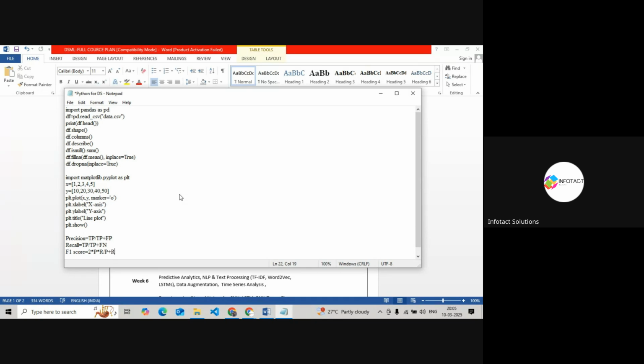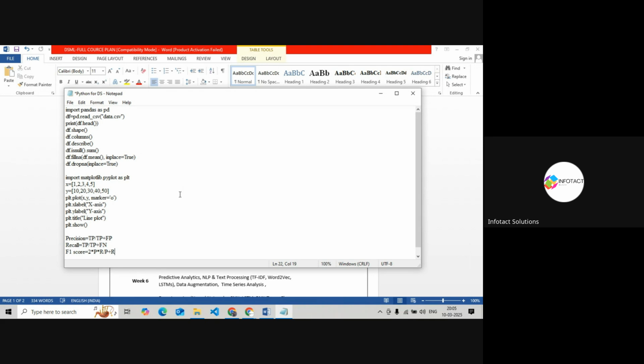Getting it, everyone? So all these metrics we are using for classification models. Then for regression tasks, to evaluate the models we are using mean squared error, mean absolute error, root mean squared error, R2 score, all those.